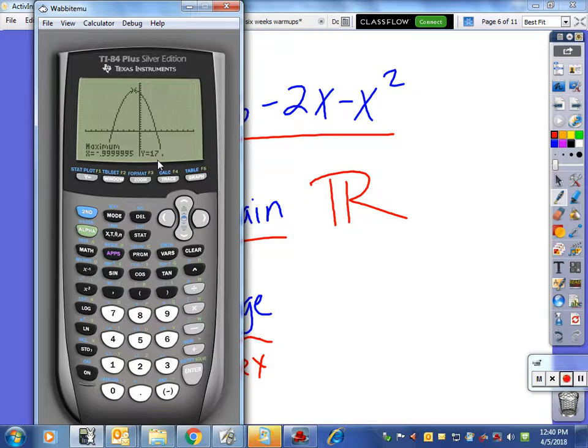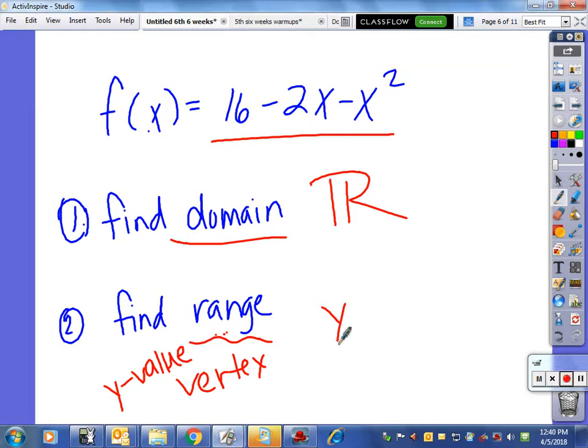What does yours say? Mine says negative 0.999. What does yours say? Negative 1. Just negative 1? Okay, it depends on what you put in for boundaries. The actual x value is exactly negative 1. The y value, though, is accurate. The highest y value is 17. So what's the range here? Less than or equal to 17.